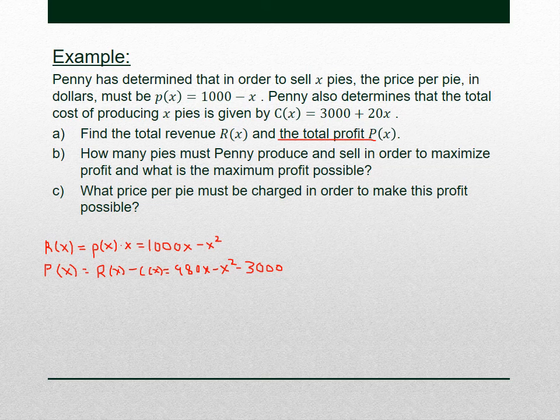Part B says, how many pies must Penny produce and sell in order to maximize the profit, and what is the maximum profit possible? So here we've got just a function P of x, and we want to find the maximum profit. That's something you all should be pretty familiar with, because that's what we did in 3.1 and the same sort of optimization techniques from 3.3. So I'm going to let you pause the recording here, try this on your own, and then see if you can get the same answers I did. Go ahead and pause it and try it on your own now.